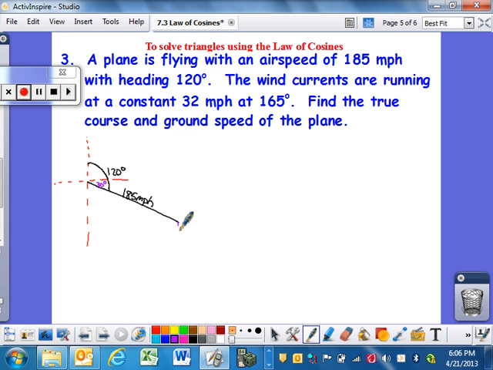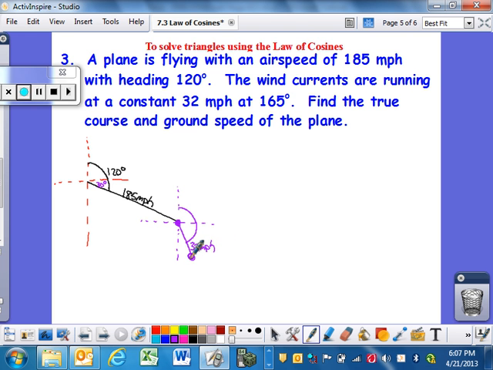Wherever you end up stopping, at 185 miles an hour, the wind currents are going to push you one way or the other. So if you remember, what we did is we put a new set of crosshairs up, and I'm going to draw what my wind's doing. It's going 32 miles an hour at a 165 degree heading. That tells me that I'm going past 90, but it's not quite 180. 165 degrees, and it's not quite as long. It's only 32 miles an hour.